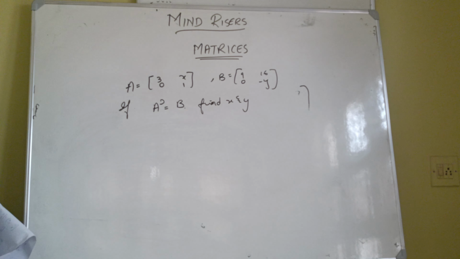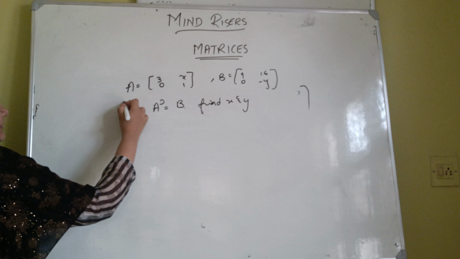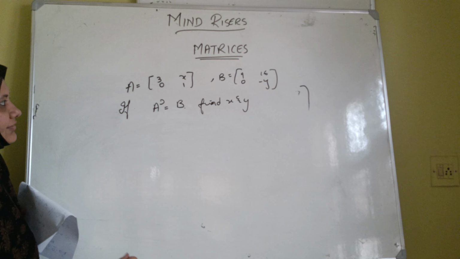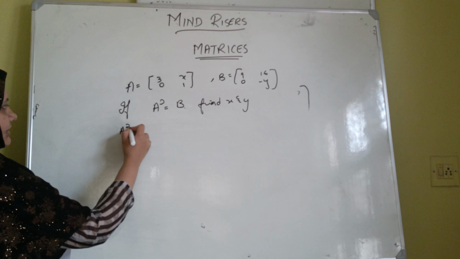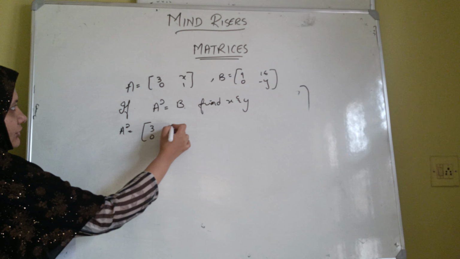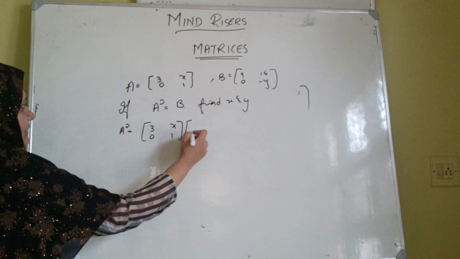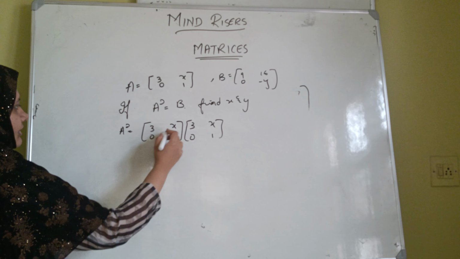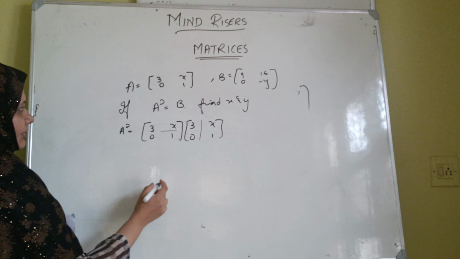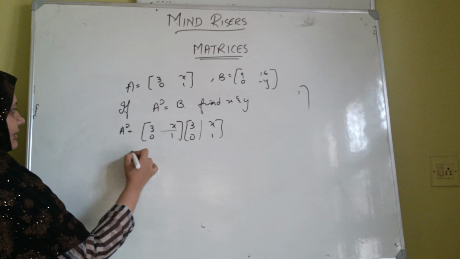Alright, this is the question. Matrix A and B values are given, and it says that if A square is equal to B, find X and Y. So let us solve A square first. So our A square is not squaring every number, it is multiplying A into A. Now when we multiply, what do we do? We draw a horizontal and vertical line.